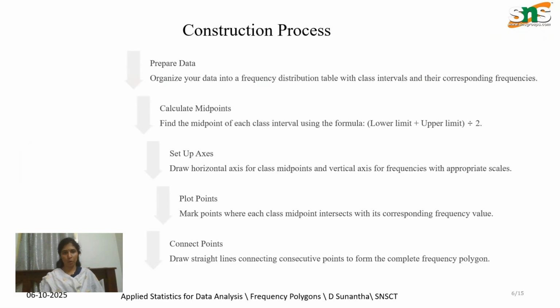Next is the construction process of a frequency polygon. First is to prepare the data, in which the raw data are organized into a frequency distribution table with class intervals, as we have seen already in histograms, and their corresponding frequencies. Then the calculation of the midpoint. So find the midpoint of each class interval using the formula (upper limit plus lower limit) divided by 2. Next, set up axes. Draw the horizontal axis for class midpoints and the vertical axis for frequencies.